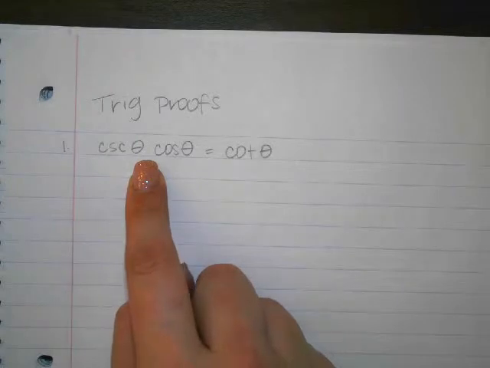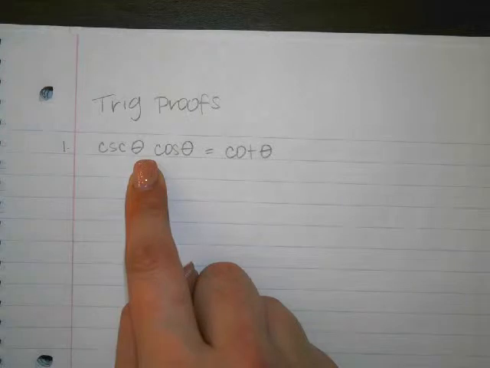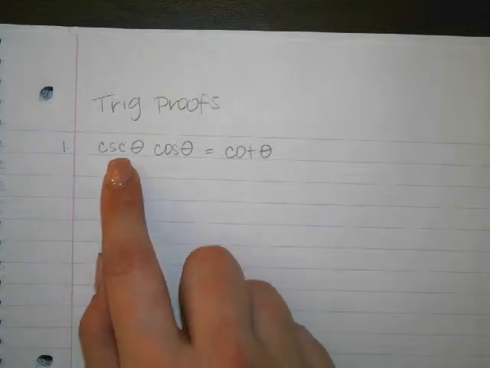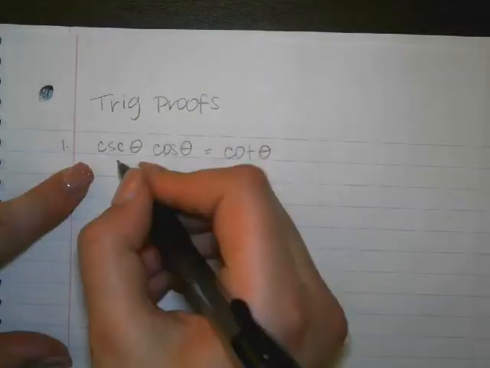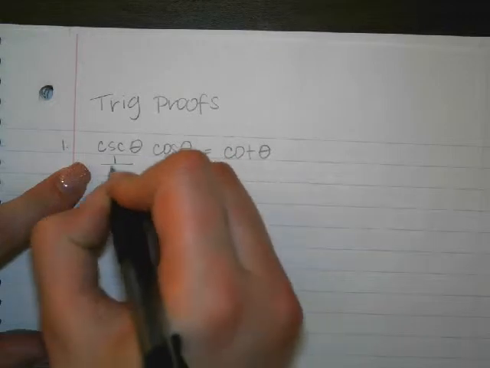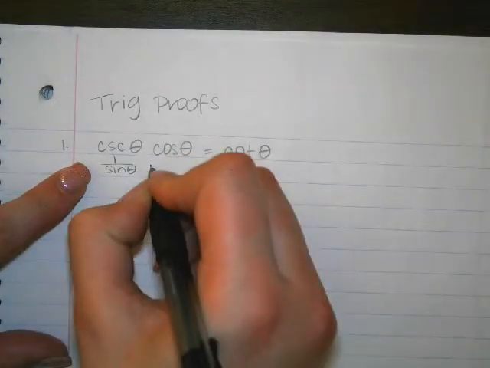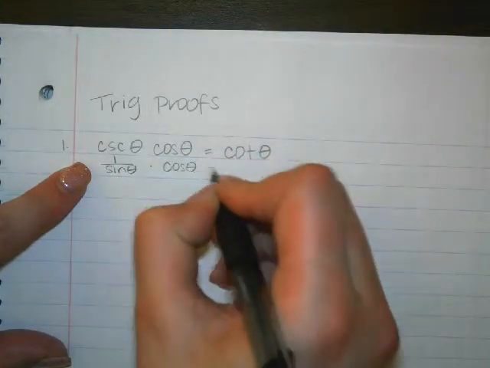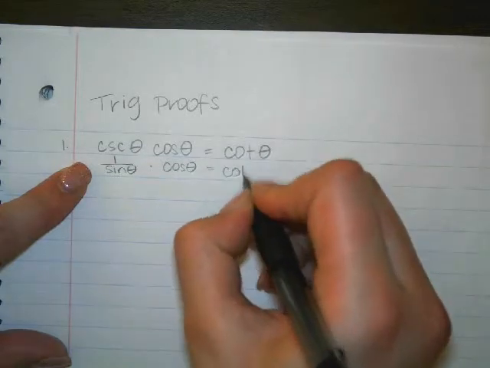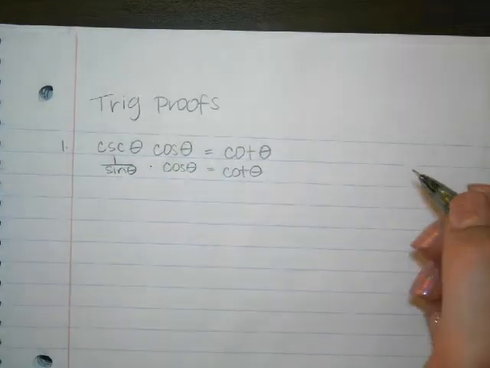What is a substitution that we could make? Yeah, we could take cosecant, and we could say that it's 1 over sine, all right? So I'm going to write cosecant as 1 over sine. So I have 1 over sine multiplied by cos, and I am not messing with the cotangent theta. That's going to stay all the way through the problem.